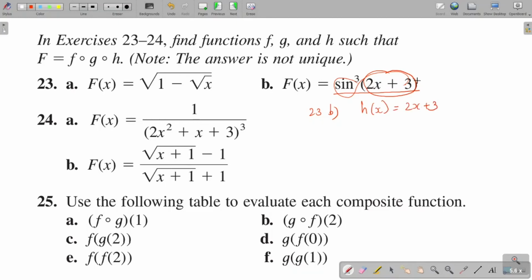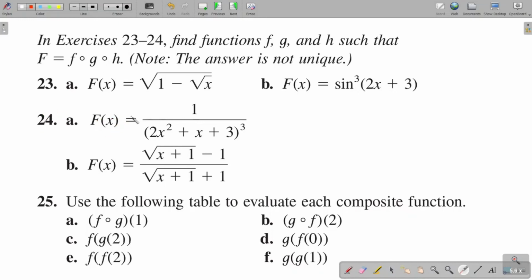Now consider 2x plus 3 as x, and define g of x as sine x. Finally, you have to consider sine of 2x plus 3 as x itself, and you have to take the cube of that. That is, f of x is equal to x cube. So, f composite g composite h is equal to capital F. Try to do the problems in 24.